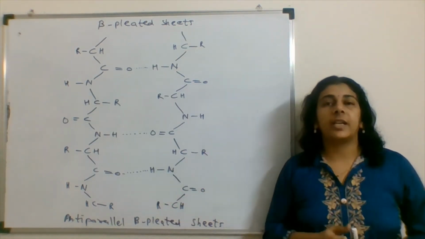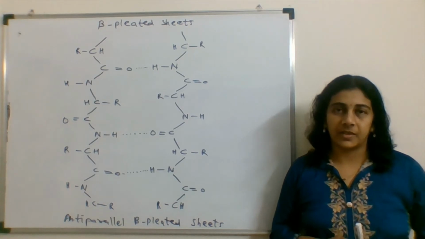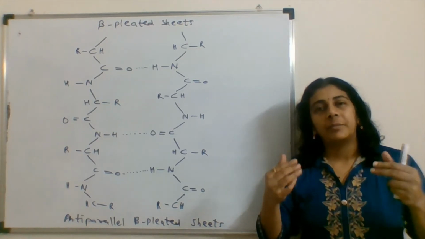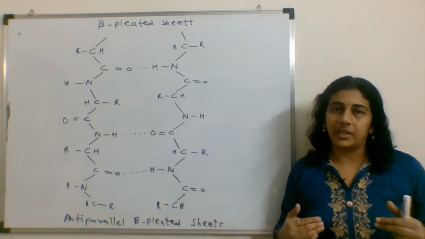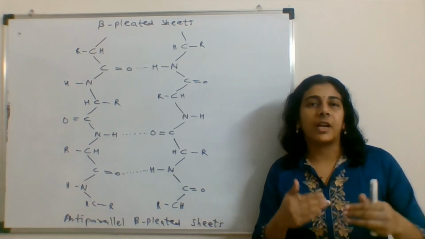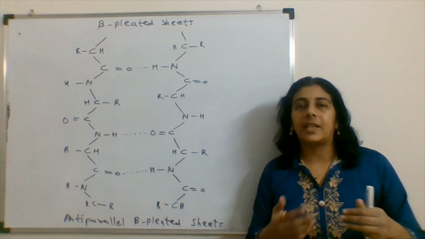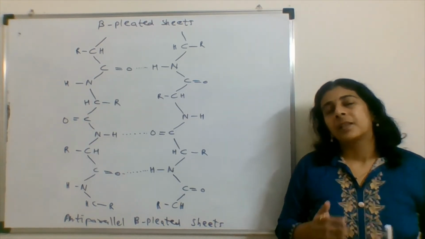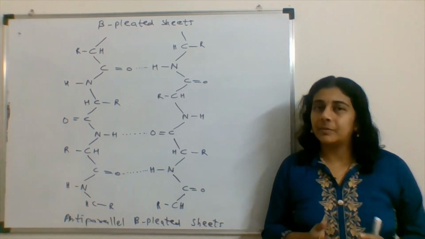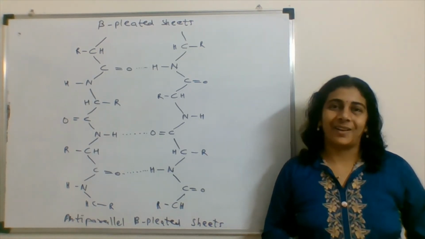This beta pleated sheet can be an anti-parallel beta pleated sheet or it can be a parallel beta pleated sheet. In the parallel beta pleated sheets, both the polypeptides are in a parallel direction, carbon to nitrogen. In case of anti-parallel beta pleated sheets, one is from carbon to nitrogen and another is from nitrogen to carbon. So that is in an anti-parallel manner. Here the anti-parallel beta pleated sheets are more stable as compared to the parallel beta pleated sheets. So here we find the intermolecular hydrogen bonding.